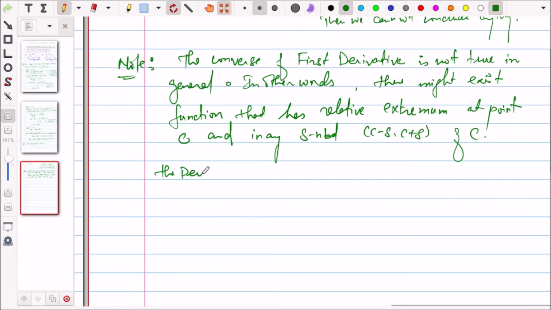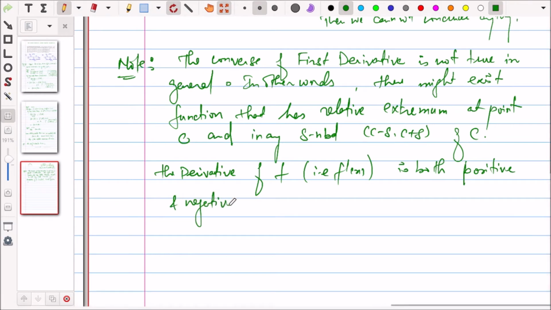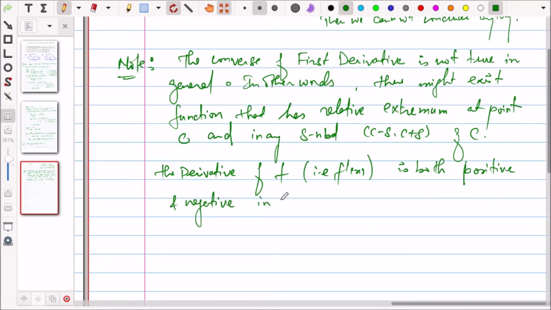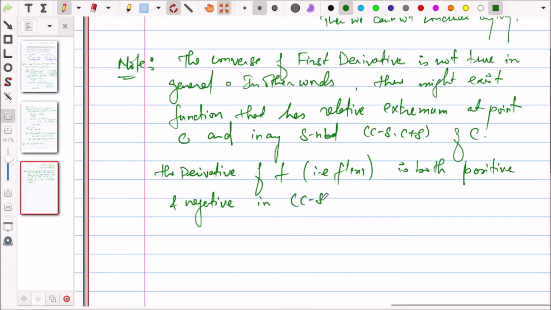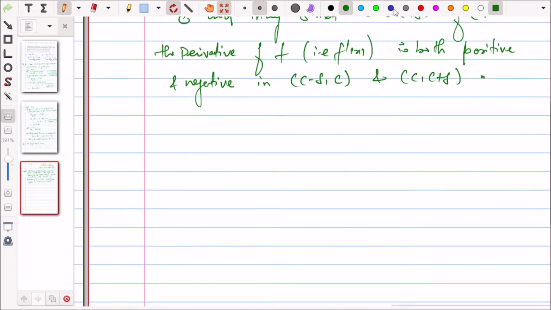the derivative of f, that is f dash x, is both positive and negative in c minus delta to c and c to c plus delta. Okay, so it is both positive and negative on c minus delta to c and c to c plus delta. Okay, is it clear? So for example, let us take a function of this type.